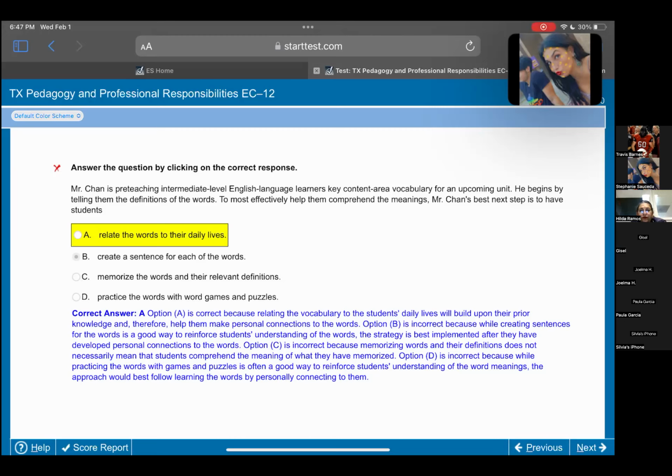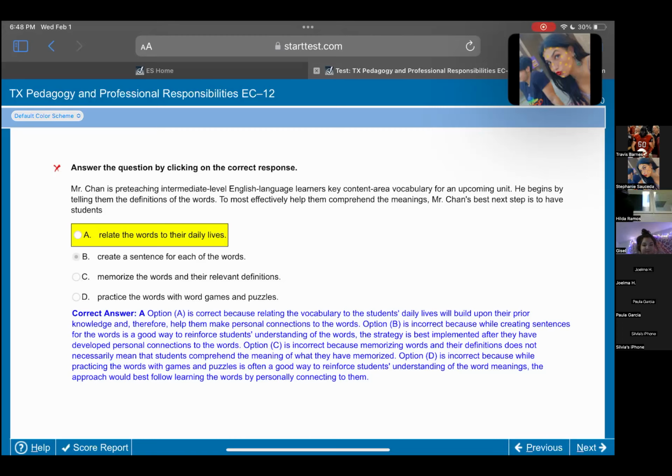Then you have practice the words with word games and puzzles. Now, I'm not a fan of word games and puzzles at all. I'm an English teacher and I never left word games or puzzles in any shape or form from my class. In fact, I've had kids complain about how if other teachers are absent, they just leave crossword finds with the vocabulary. Nobody likes that. Nobody likes to do this, and it doesn't reinforce anything.